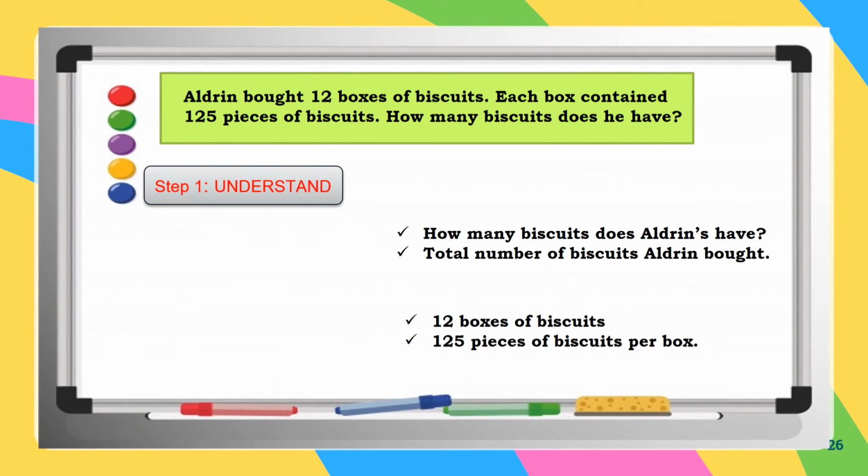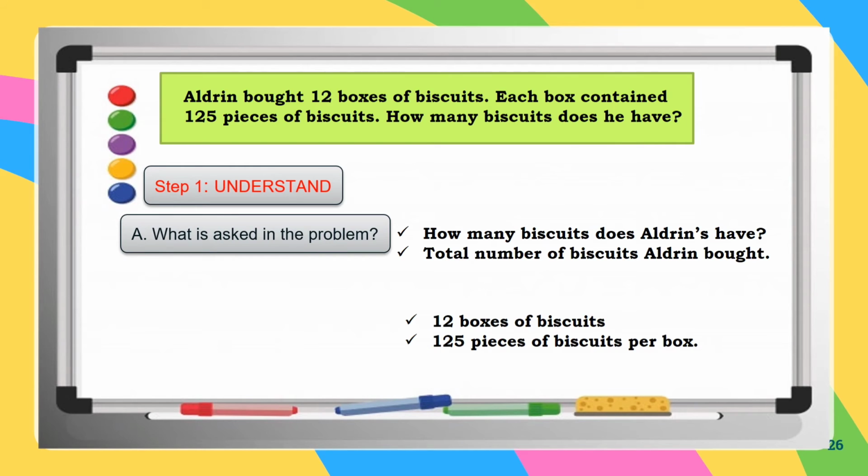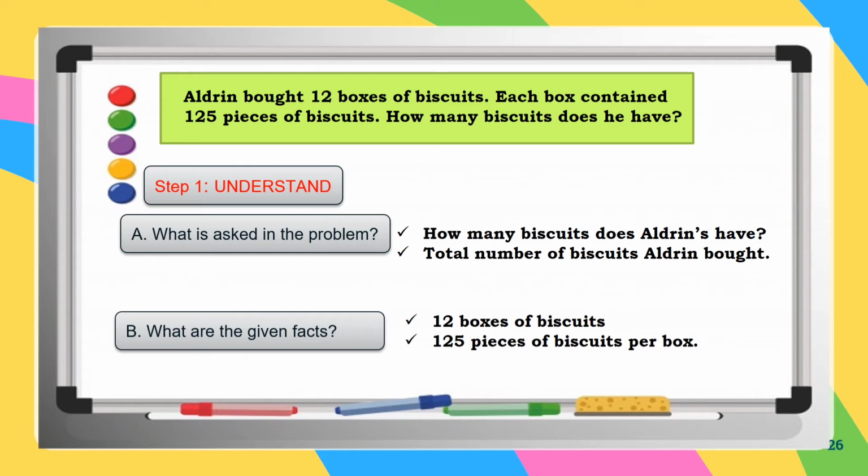Aldrin bought 12 boxes of biscuits. Each box contained 125 pieces of biscuits. How many biscuits does he have? Step 1 is to understand what is asked in the problem. The answer is, how many biscuits does Aldrin have? Or the total number of biscuits Aldrin bought. Step 2. What are the given facts? The given facts are 12 boxes of biscuits and 125 pieces of biscuits per box.